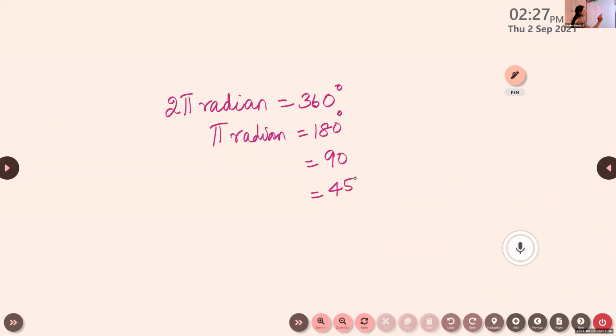So now find out how will you represent 90? How will you represent 45? What about 30, 60, 270? Find out in terms of radians. So this is in degrees. 2 pi means we get 360. 180 means it is pi. So what about 90, 45, 30, 60 and 270?